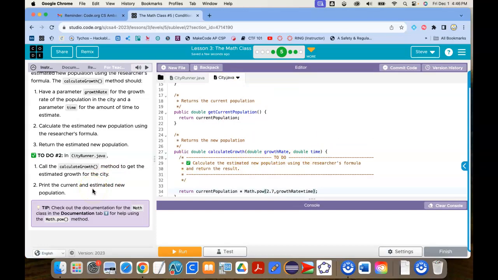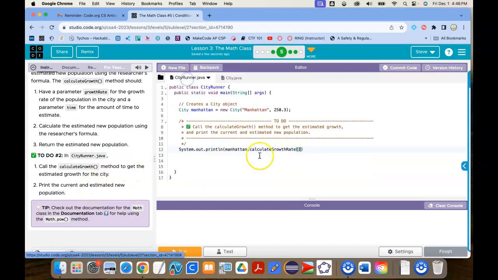And I don't know what my growth rate is. They haven't given me one. And my time. So I'm just going to put in a growth rate of 0.05 and a time of 10. How about that? No idea what's going to happen. So let's see what happens here.